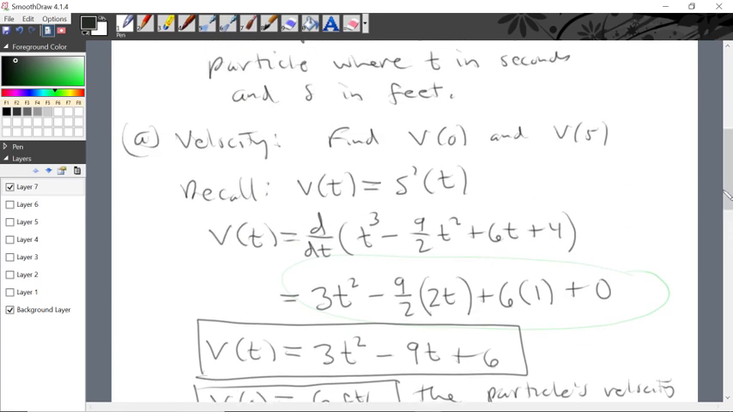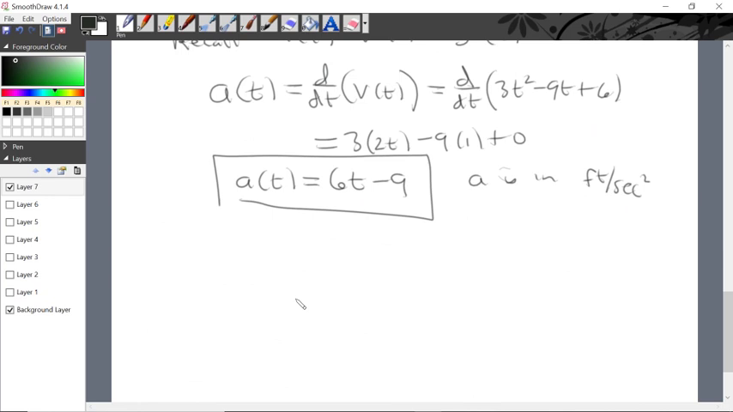Okay, let's find a of 0 and a of 5. So a of 0 is equal to negative 9. What does that tell us about the particle?